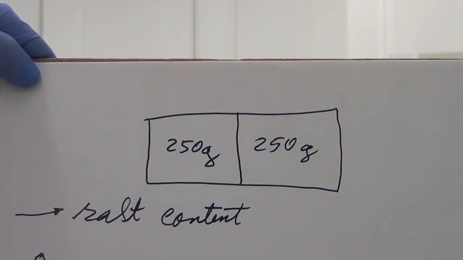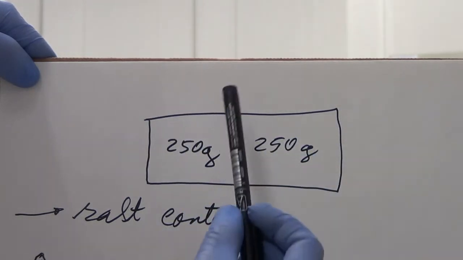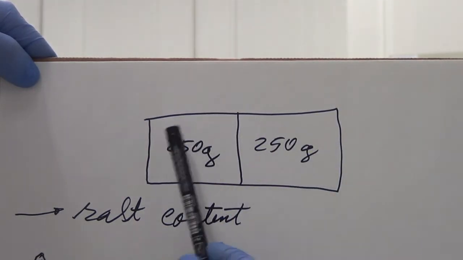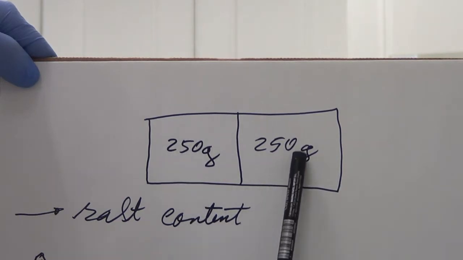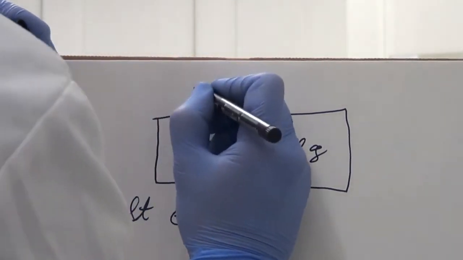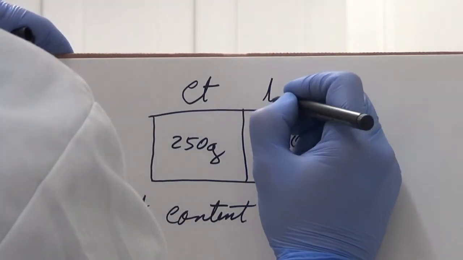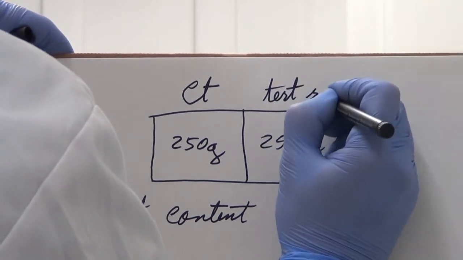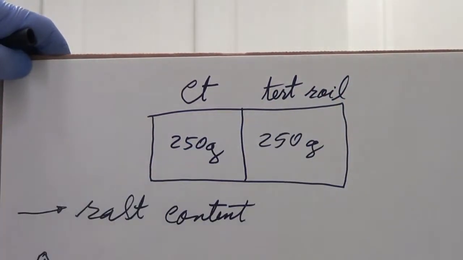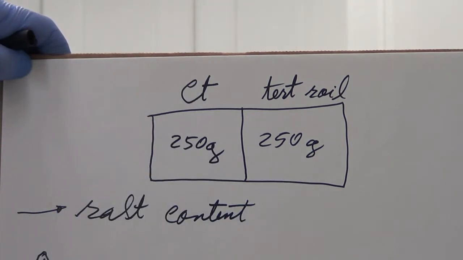Okay, so an avoidance test. Each replicate is composed of a box divided in the middle to have 2 equal sections. In one side we will have our control soil and in the other side we have our test soil, that is a soil with a content of salt. So in each side we should have 250 grams of soil.